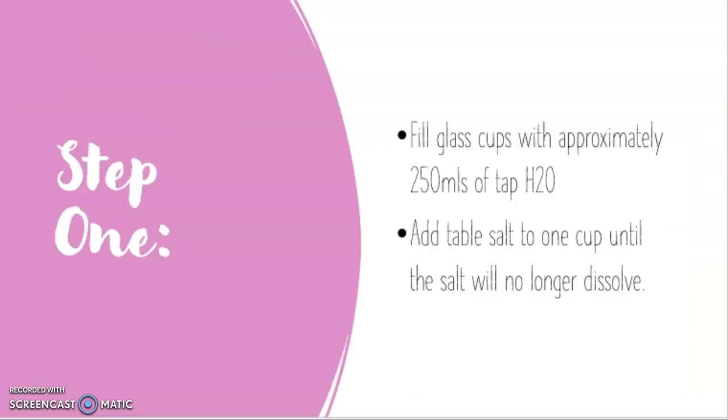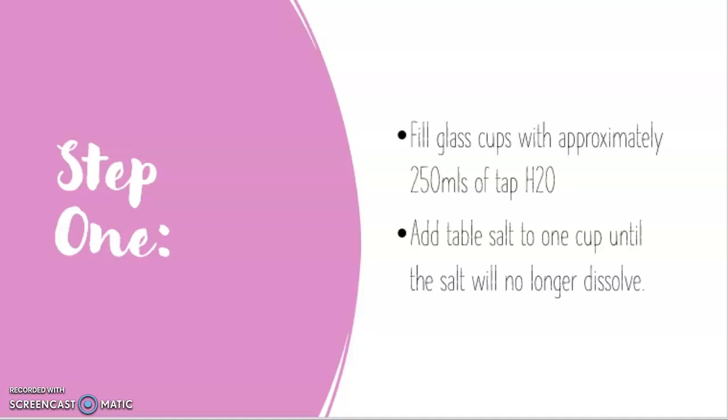So for step 1, like I said, we'll fill 2 of my glass cups with about 250 mLs of tap water. The 1 cup will remain simple and just have tap water in it, and the second cup I will be adding table salt to until the salt will no longer dissolve.